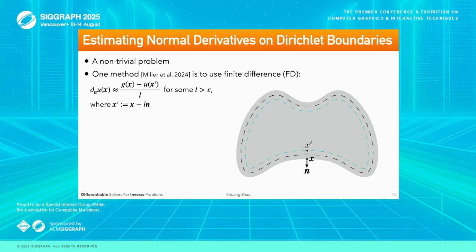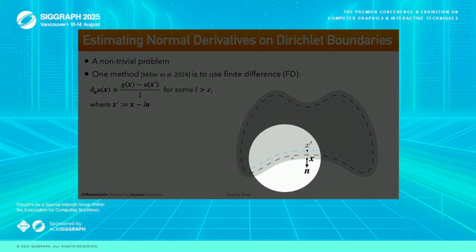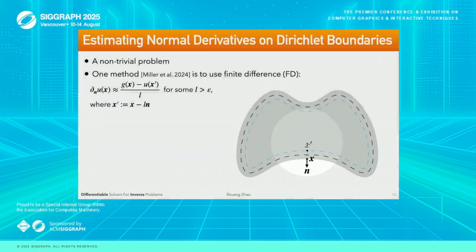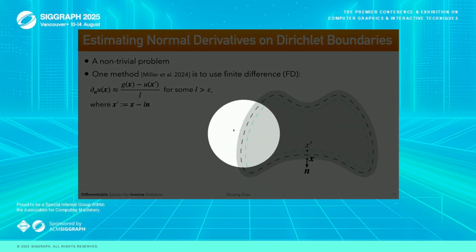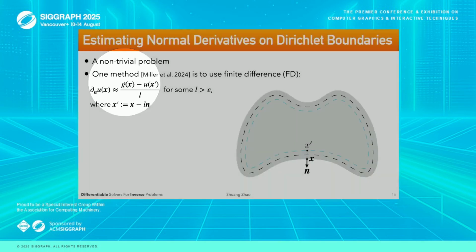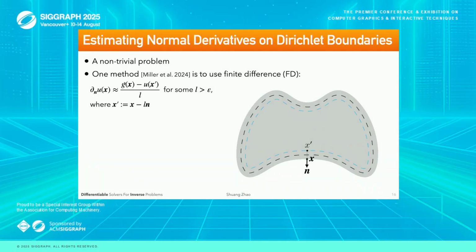One method used by, for example, Bailey in earlier work is to just use finite difference, right? So we can say that, well, if I have some point x on the boundary and we want to know the normal derivative, we can basically shift the point x a little bit inward to get the point x prime, and then calculate the difference between the two. At x, we know the solution is just given by the Dirichlet condition, right? And then we estimate this finite difference, and of course, this solution u at x prime can be estimated using the forward Walk-on spheres.